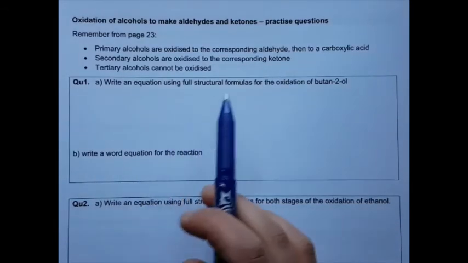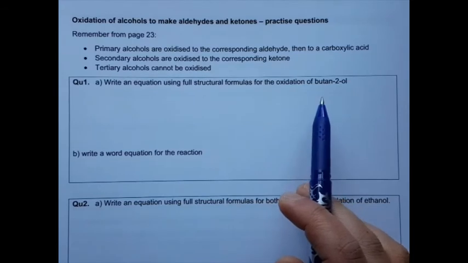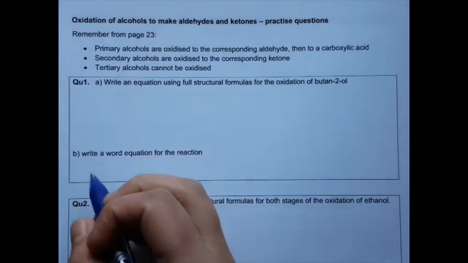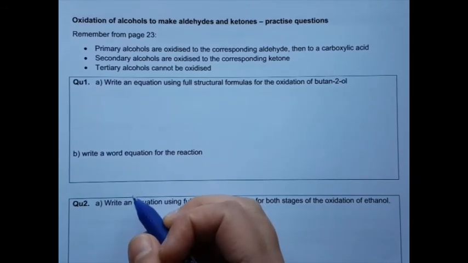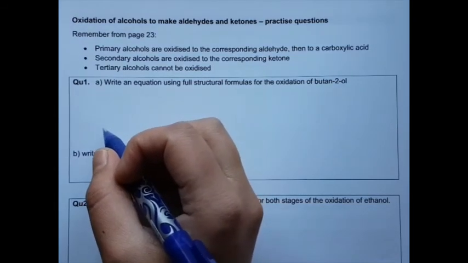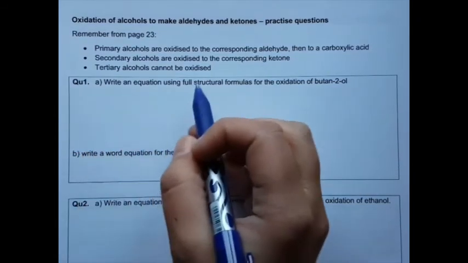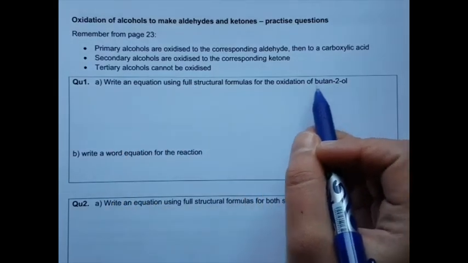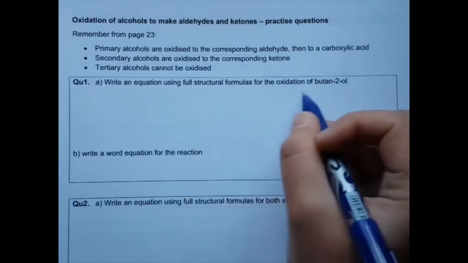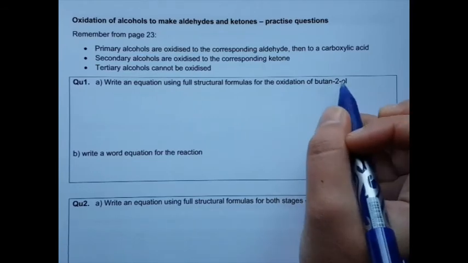So definitely the first thing to do with these questions is to first of all figure out whether you've got a primary, secondary or a tertiary alcohol. So you can look back through the notes if you're not sure about that. I can't remember what page it was, but I'm sure you'll find it. And then also to figure that out, you probably want to be drawing out the structures. So we're going to draw butan-2-ol.